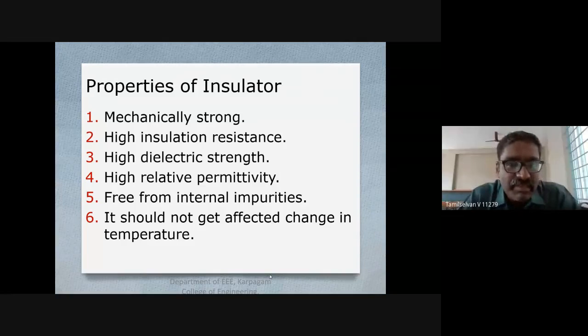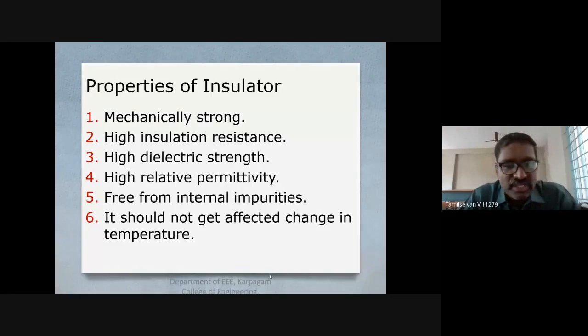The second thing is high insulation resistance. It means, to avoid the leakage current to the earth, the insulator should have high electrical resistance. Why should it have high electrical resistance? To avoid the leakage current to the earth.